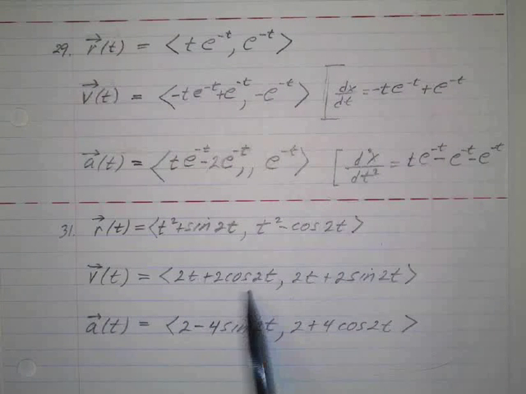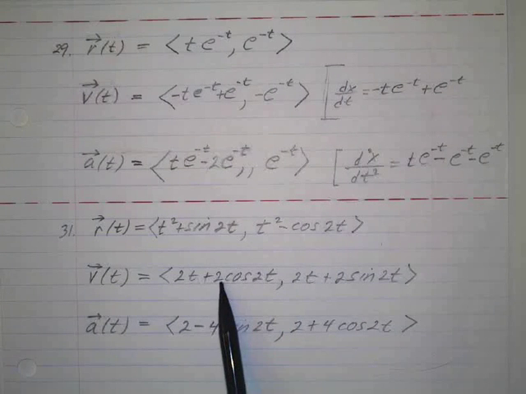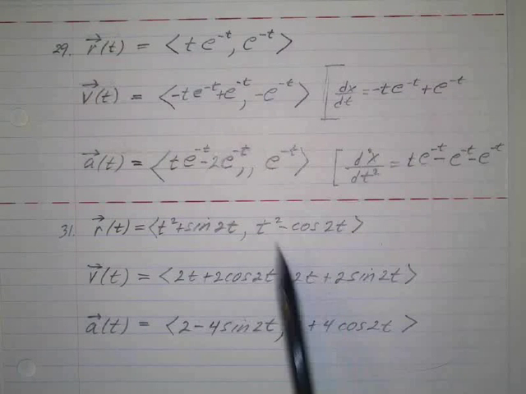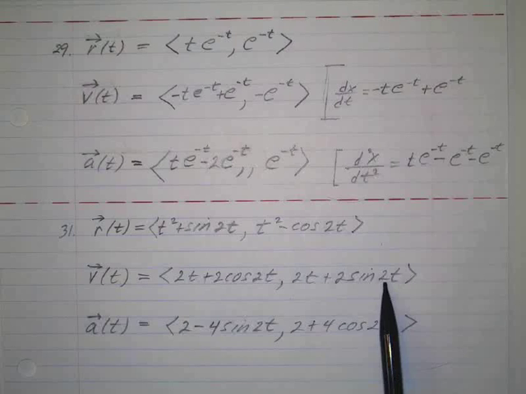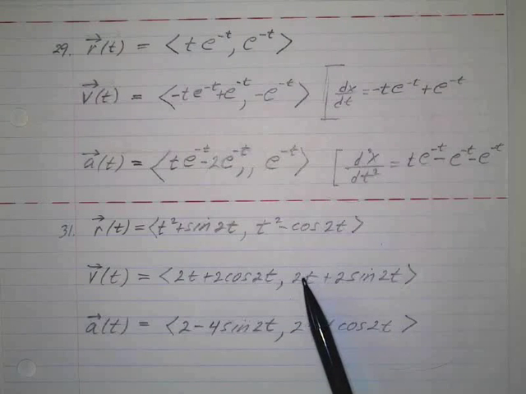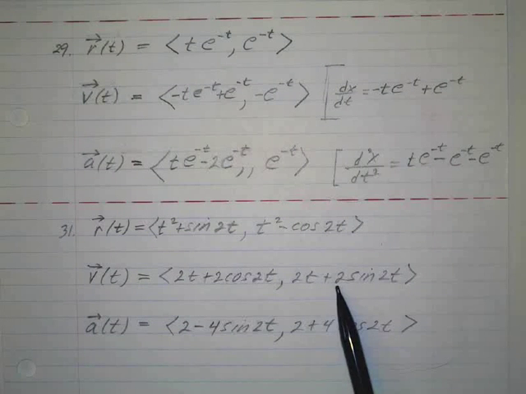Derivative of sine is cosine. Don't forget the chain rule. 2t, and then the derivative of cosine is negative sine, so that becomes a negative times a negative, which is positive. And then we just have 2. Don't forget, again, the chain rule. The derivative of the cosine is negative the sine of 2t times 2, so I put the 2 in front.